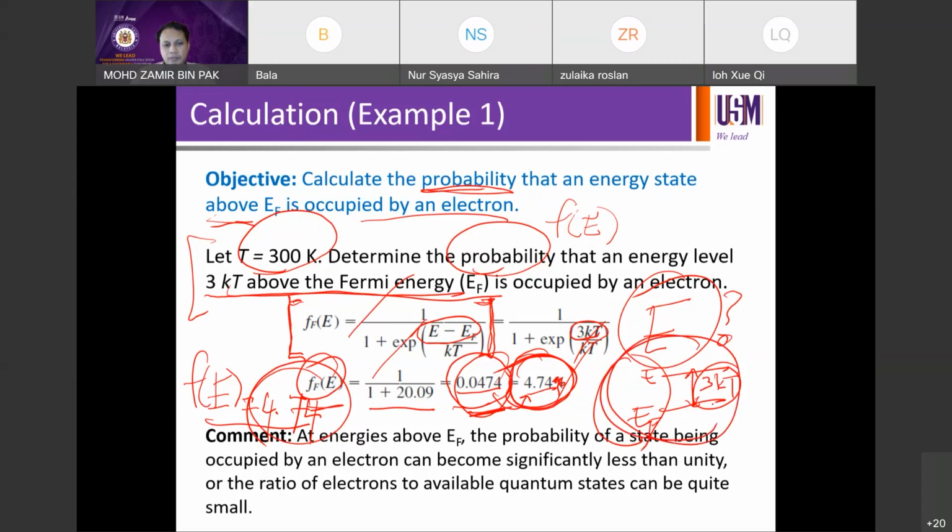So the answer here is 4.74% or 0.0474, which means at energies above EF, the probability of a state being occupied by an electron can become significantly less than unity, right? For an energy level 3 kT above EF, the probability of being occupied by an electron is far less than unity. It's only about 0.05. Or the ratio of electrons to available quantum states can be quite small. So that means you have a lot more states available, but the occupancy of electrons is very, very small. Okay.